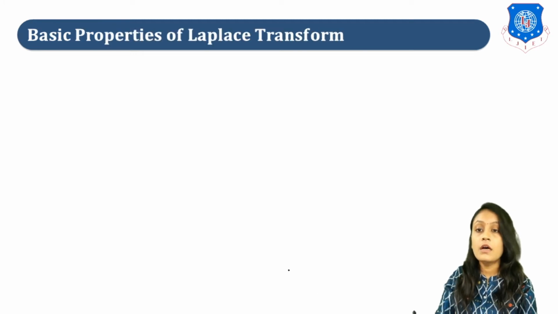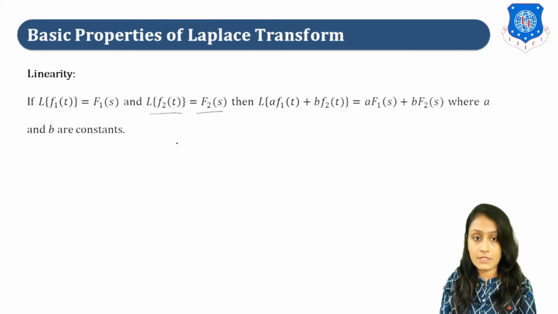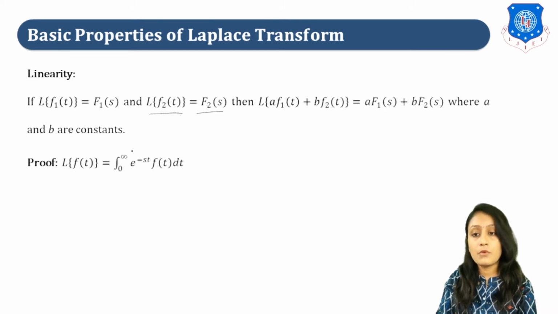Now let's study some basic properties of Laplace transform. The first one is linearity. If the Laplace transform of f1 of t is F1 of s and the Laplace transform of f2 of t is F2 of s, then the Laplace transform of a f1 of t plus b f2 of t is a F1 plus b F2. So we can split the Laplace transform, where a and b are constants.